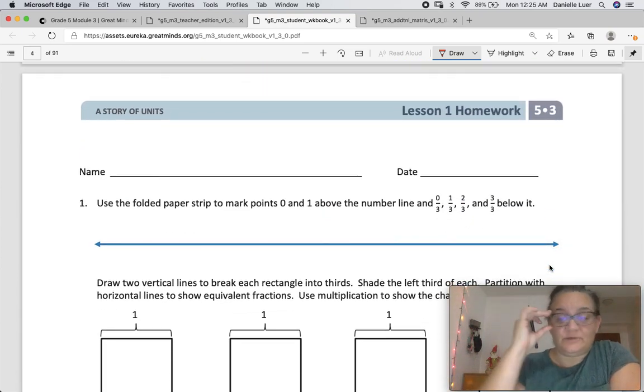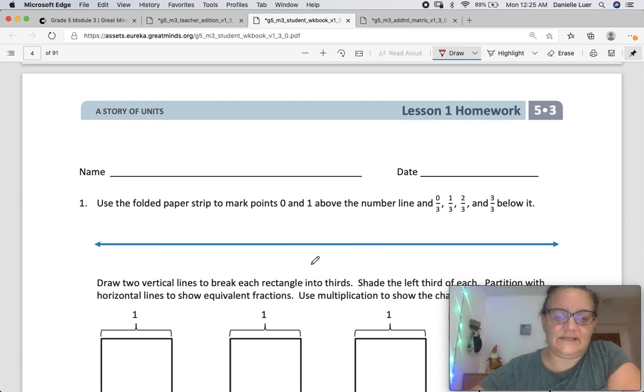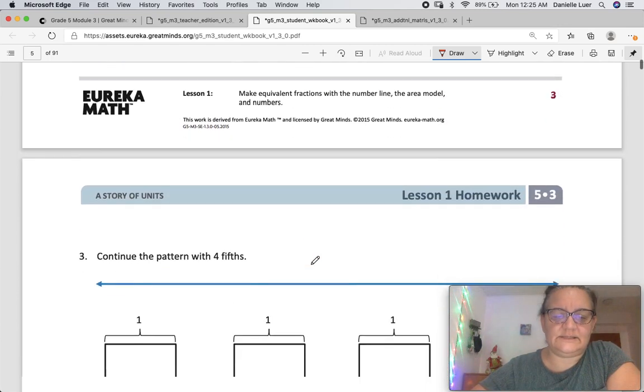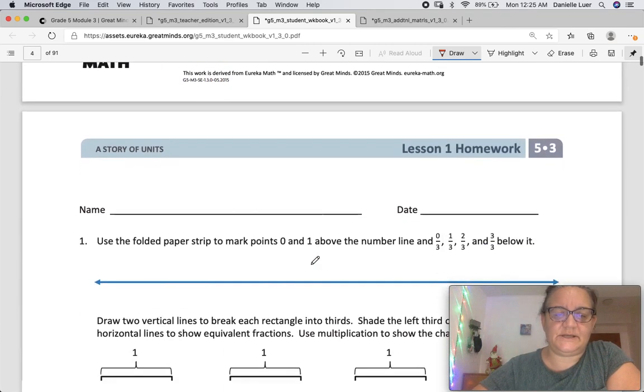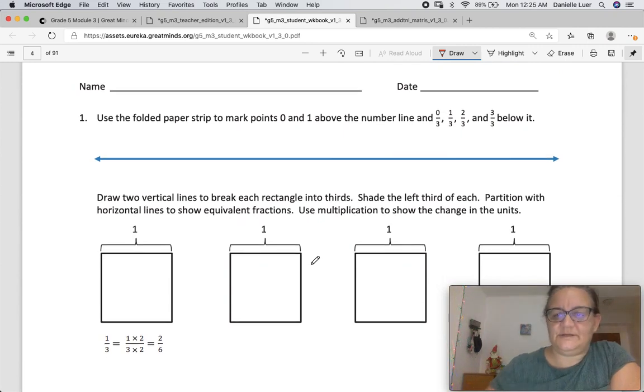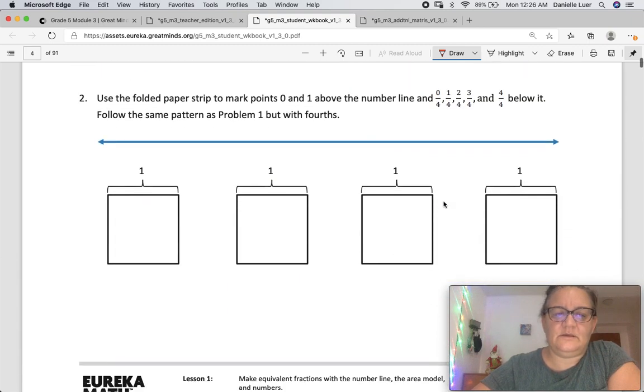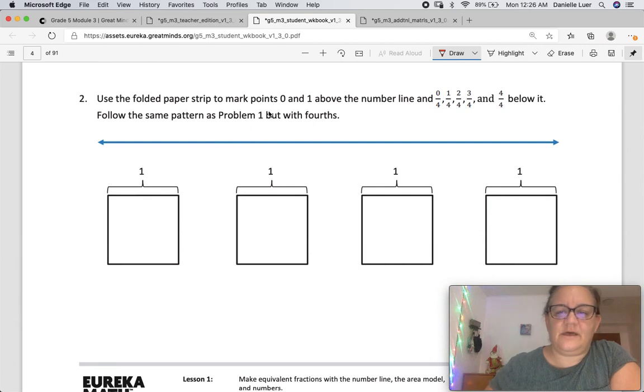All right, the next section is your homework. It's just like we just did, so you can go ahead and do that. Okay, looks exactly the same, except read your directions here. That one's thirds, perfect. You know how to do thirds. Shade the one third of each, okay? And then use your horizontal lines. Okay, next is fourths, so 0 to 1, and then you need to write in 4 fourths and 1/4, and then draw them in.